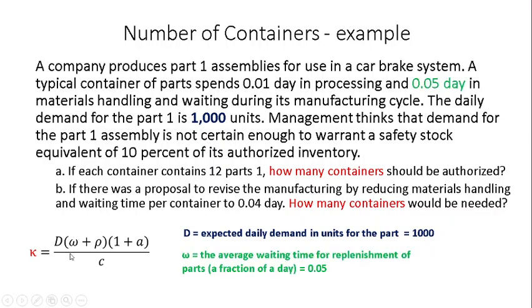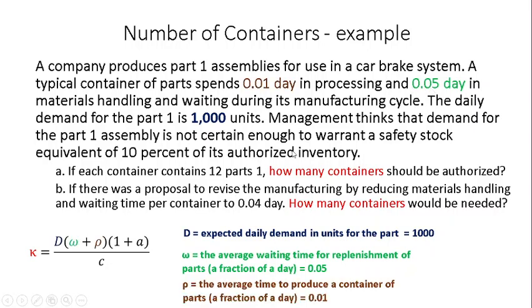Next, we need to identify the average waiting time for replenishment of parts, which should be expressed as a fraction of a day. In our problem, it is given as 0.05 day. Next, we need to define what is the average time to produce a container of parts, which is the variable named with the Greek letter R. From our problem, we see that this is 0.01, not per day, sorry, expressed in days.